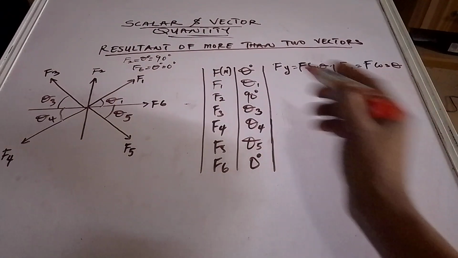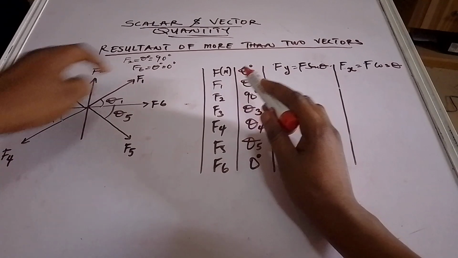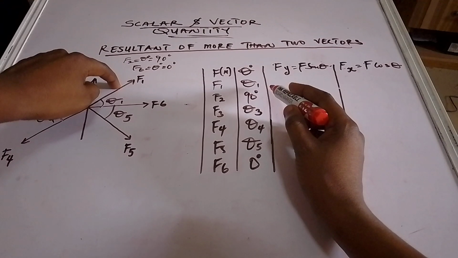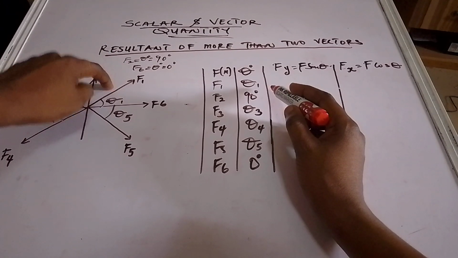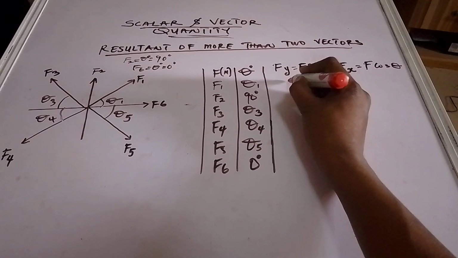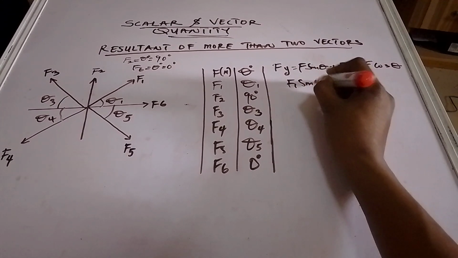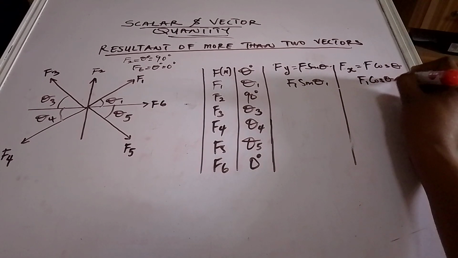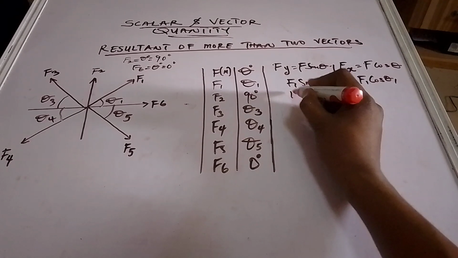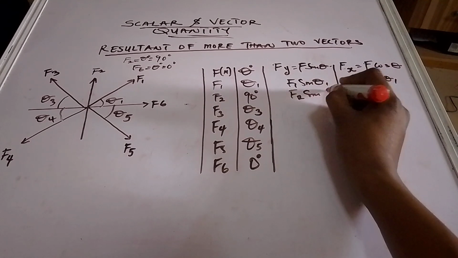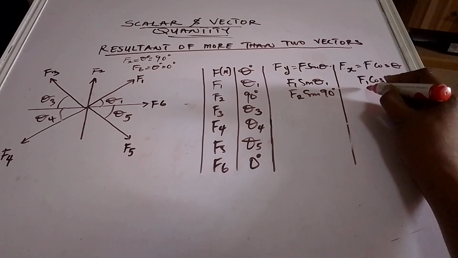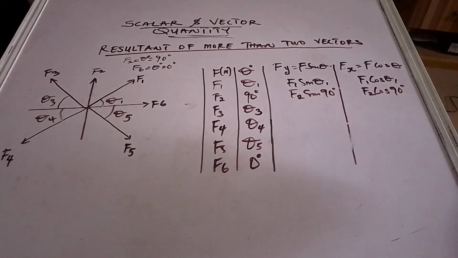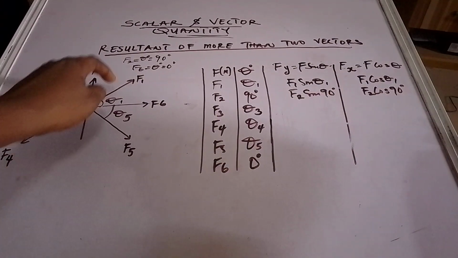So in this case, for this particular force, F1, its vertical component is going to be F1 sine theta 1, while its horizontal component is going to be F1 cos theta 1. For F2, its vertical component is going to be F2 sine 90 degrees, while its horizontal component is going to be F2 cos 90 degrees. So you have to get it right. I'm still applying this formula to resolve these components.